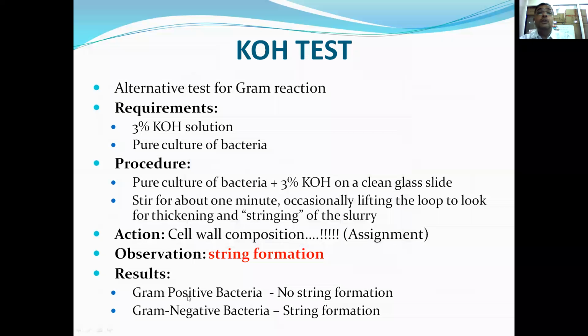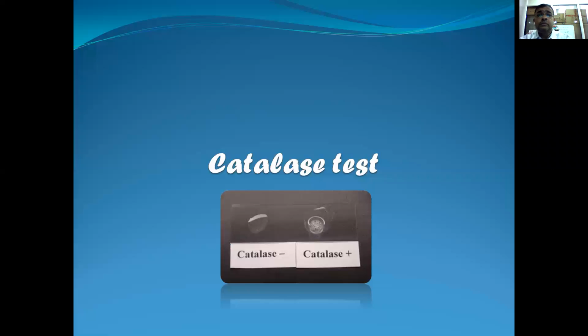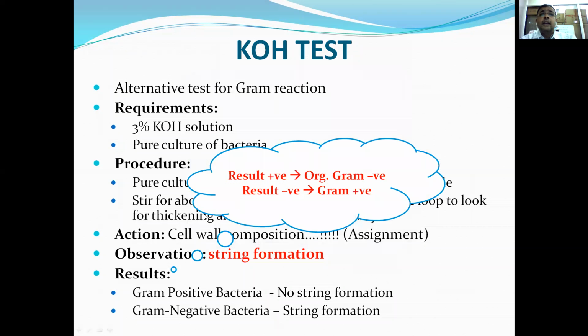You have to remember this, because when you are performing this test, if the test is positive, then you can say that the bacteria are gram negative. And if the test is negative, meaning there is no string formation, then you can say that the organism is gram positive. So you have to remember this. There should be no confusion in interpretation of your result. So this is in brief about the KOH test.